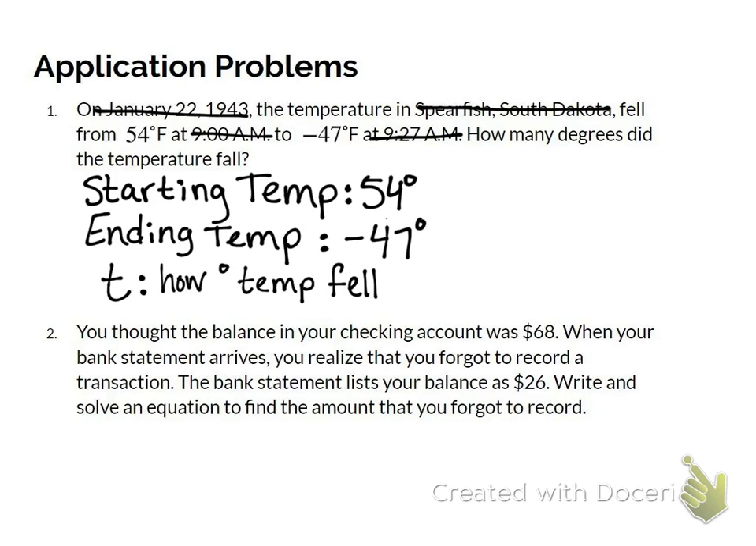Okay, so if we were to take our starting temperature, 54 degrees, and add to it how many degrees it fell, we would end up at our stop temperature, our ending temperature of -47. So where we started plus how much it fell gives us where we ended up. Questions about the equation we set up?